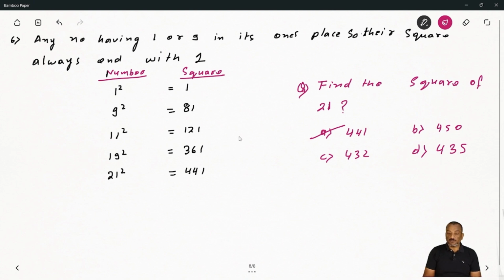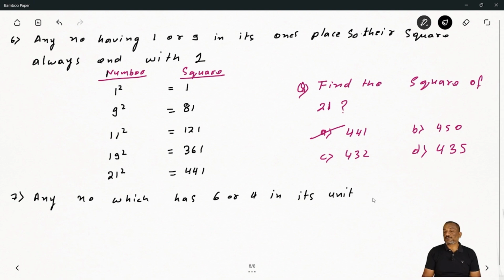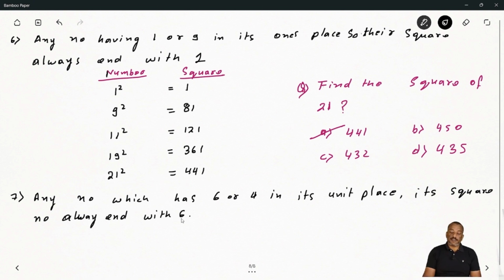Now, let's see the seventh property. The seventh property is saying any number which has 6 or 4 in its unit place, or ones place, its square number will always end with 6. Okay, now you can see the example here.